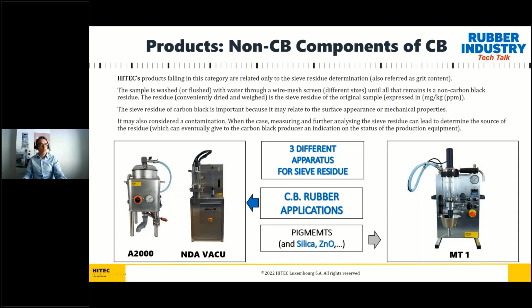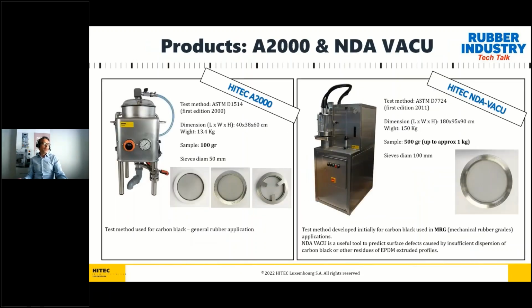Let's see then what is the difference between the A2000 and the vacuum. If both pieces of equipment are supposed to be used for carbon black in rubber application, why should I adopt one or the other? The A2000 works with a principle described in ASTM D1514, where the material is washed through a sieve. It has very compact dimensions and is a small machine, just less than 50 kilos, and the sample you can measure is 100 grams.